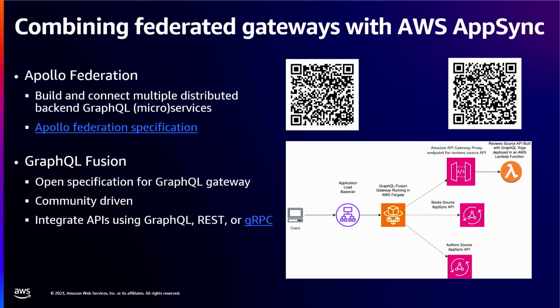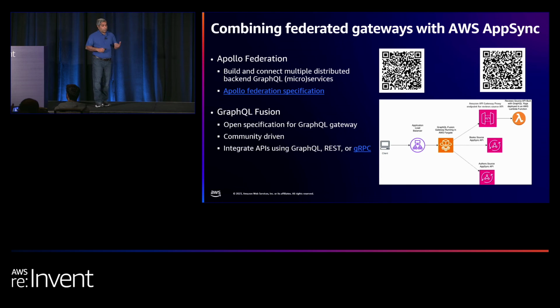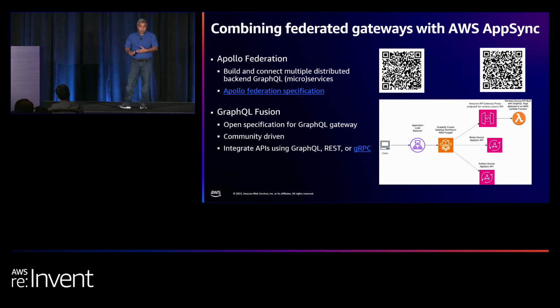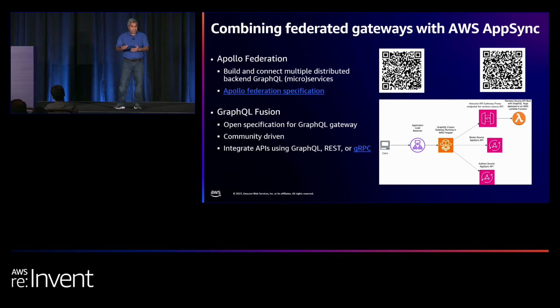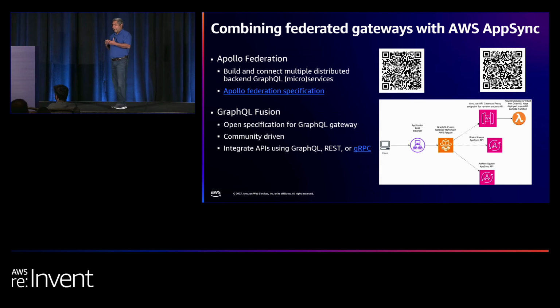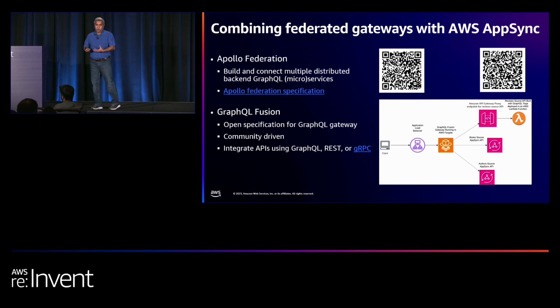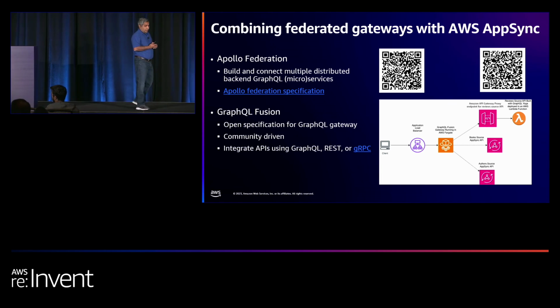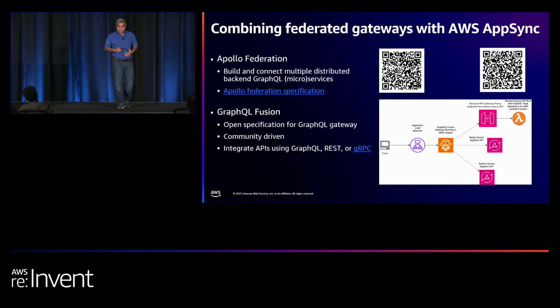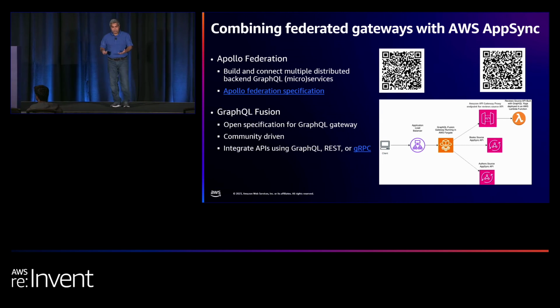Here I'm showing two examples. One is Apollo Federation and another is GraphQL Fusion. Apollo Federation is one of the popular frameworks a lot of customers use to federate AppSync and non-AppSync APIs. You can even federate to merged APIs as well. And GraphQL Fusion: AppSync is a proud contributor to GraphQL Fusion. It's an open source specification that we released this year at GraphQL Conference. It's community driven, and you can integrate APIs using GraphQL, REST, and gRPC with it.